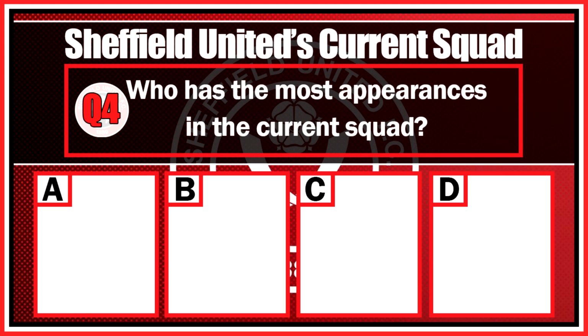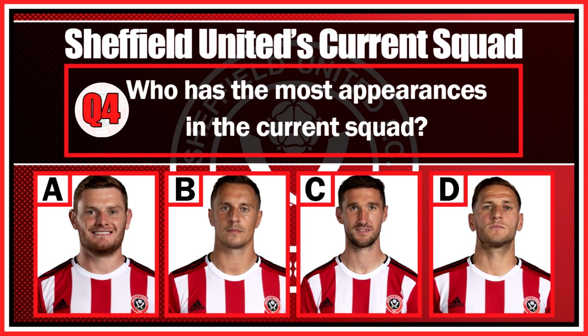Question 4, and I'll explain this a little bit more. Who in their career has played more games for Sheffield United? Is it A, Jack O'Connell? Is it B, Phil Jagielka? Is it C, Chris Basham? Or is it D, Billy Sharp?